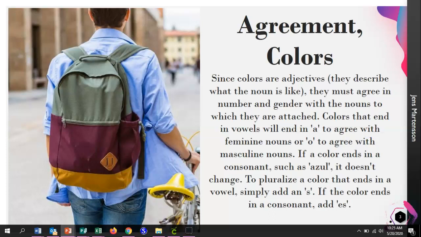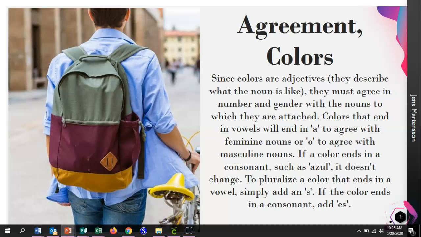All right, let's talk about agreement of colors. Since colors are adjectives, they describe what the noun is like. They must agree in number and gender with the nouns to which they are attached. Colors that end in vowels, for example, ending in A, have to agree with the feminine nouns or O to agree with masculine nouns. If a color ends in a consonant, such as azul, it doesn't change.